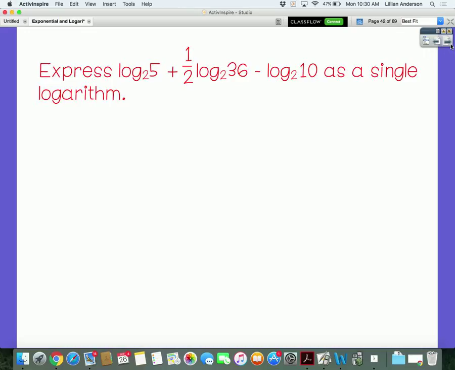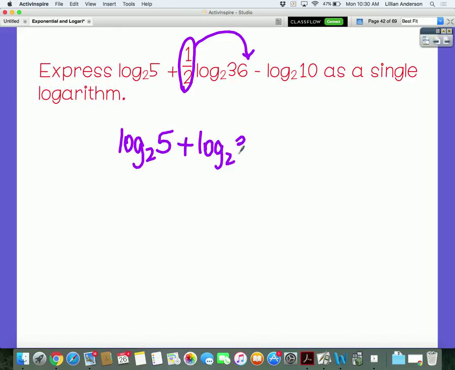Now, in order to use either your product or your quotient law, there cannot be a number in front of your logs. So anytime there is a number in front of a log, like in this case right here, this 1/2, you need to apply the power property and move it to the exponent. So then that's going to be log base 2 of 5, plus log base 2 of 36 to the 1/2, minus log base 2 of 10.